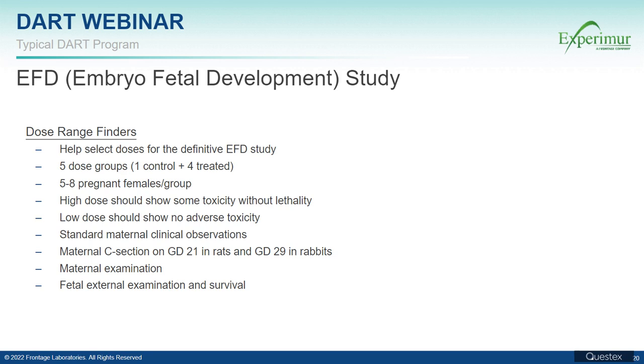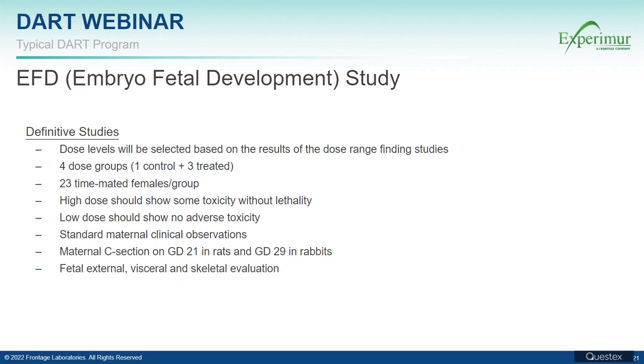We look at the dams or the does, depending on what species you're looking at, to see how the drug affected the pregnant female. And then we also look at the fetuses at C-section to see if we see any external changes in these animals, as well as survival of the animals at that point. We look at implantation sites. We look at pre and post implantation changes, which means that we want to find out if there were any deaths during the dosing period for these animals.